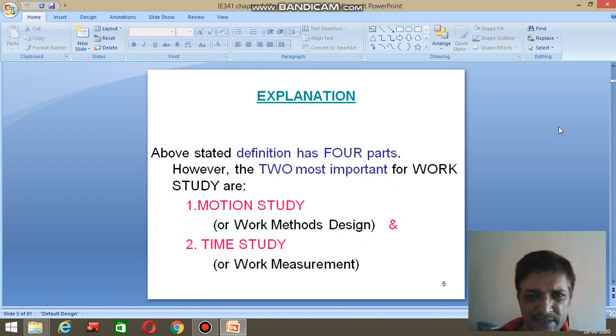The above stated definition has four parts. However, the two most important parts of work study are the motion study and the time study. Motion study is basically known as the method study, or it is also known as the work method design, and time study is known as the work measurement techniques.